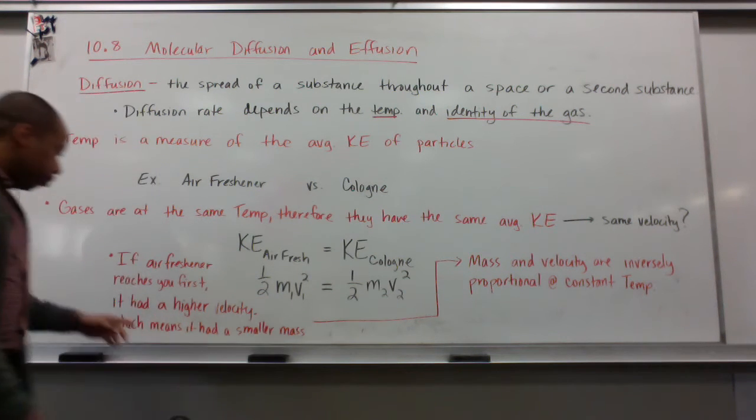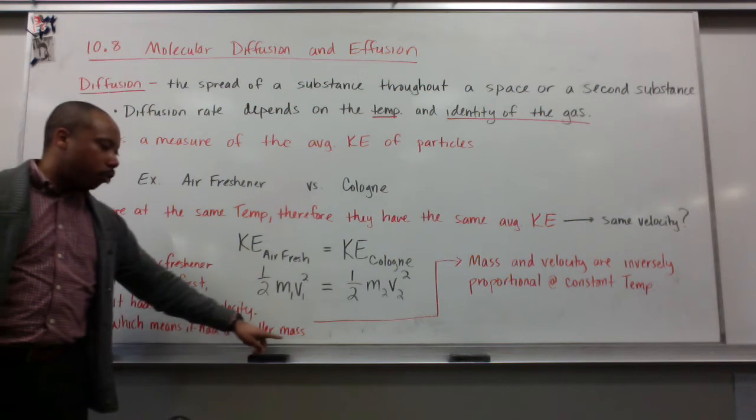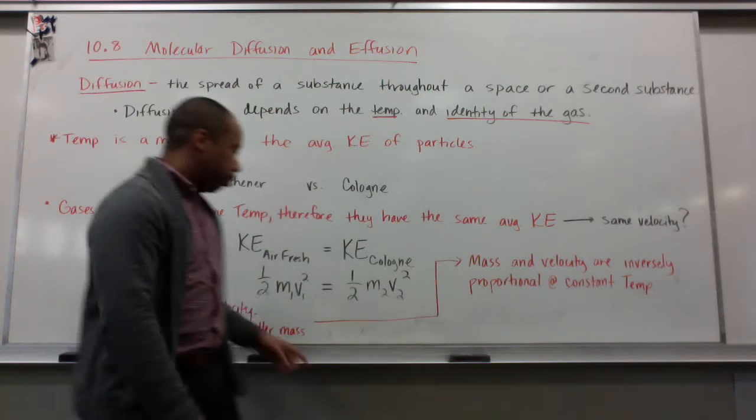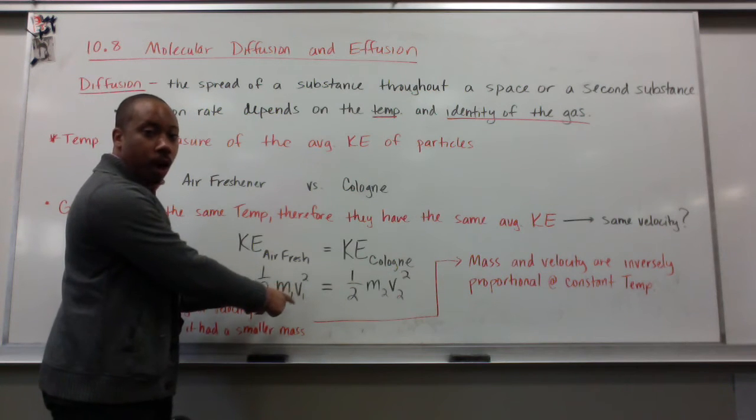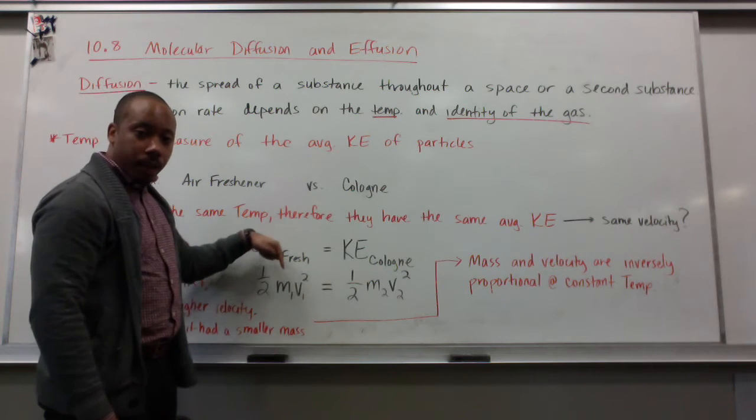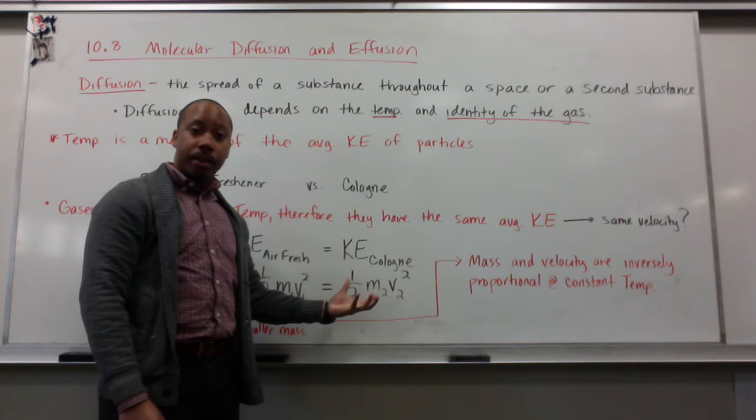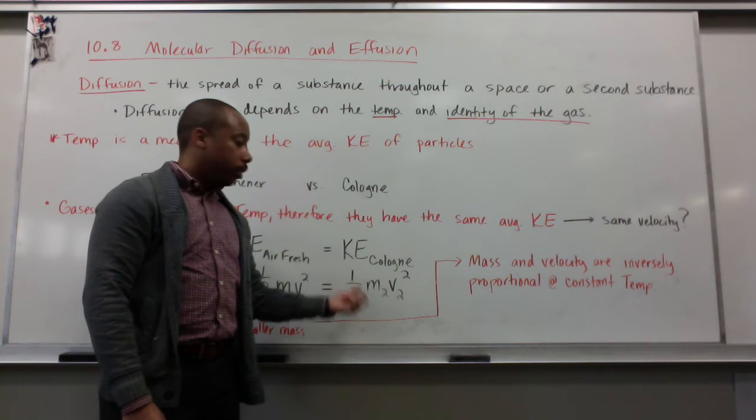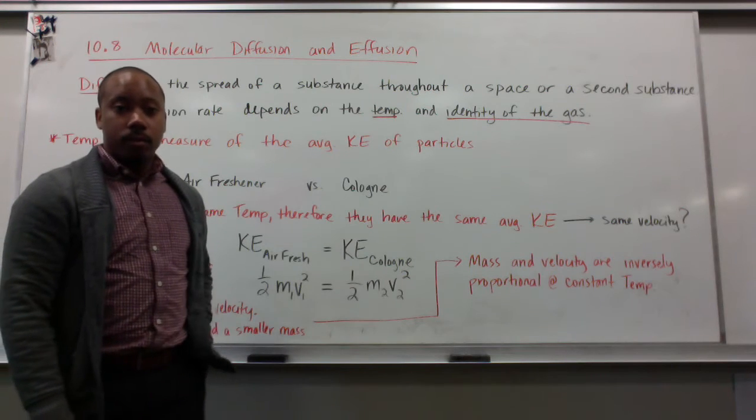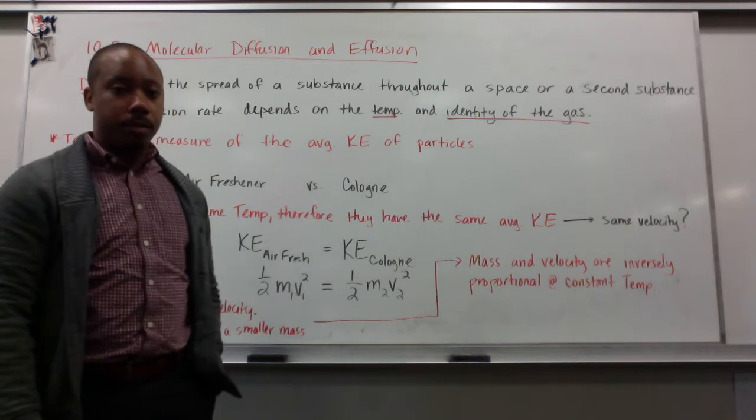So, if it has a higher velocity, it means that it had a smaller mass. So the mass and velocity in these individual equations are inversely proportional. If you have a high velocity, you have a lower mass than the other particles that you're comparing yourself to. This substance has a higher mass and a lower velocity. This is when both substances are at the same temperature, the constant temperature.